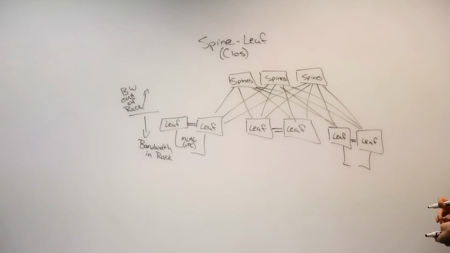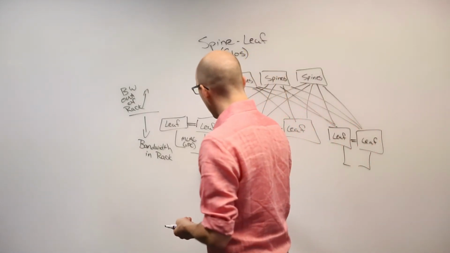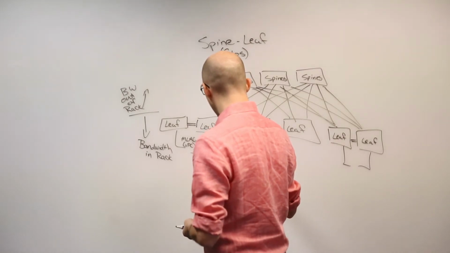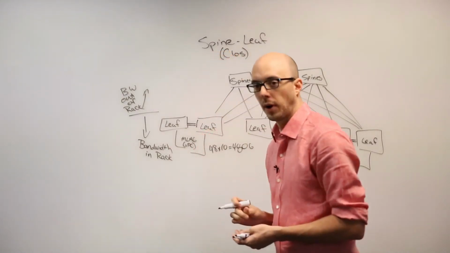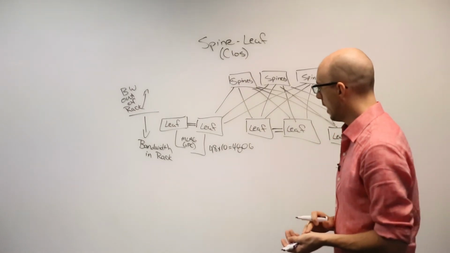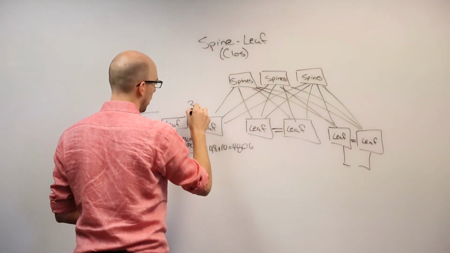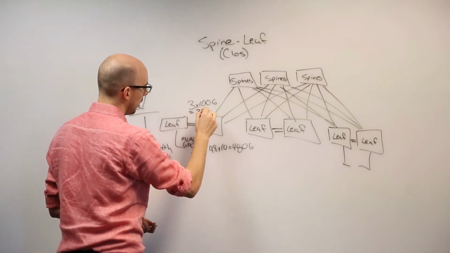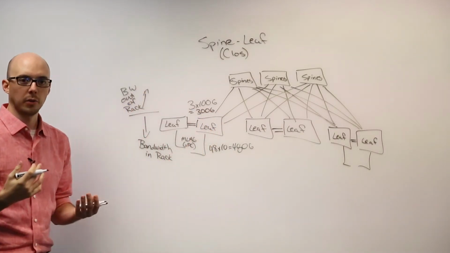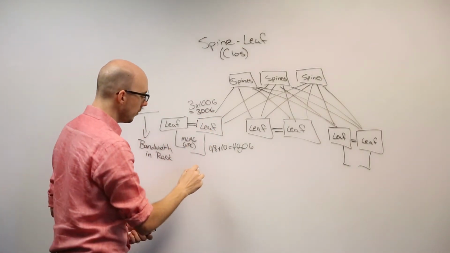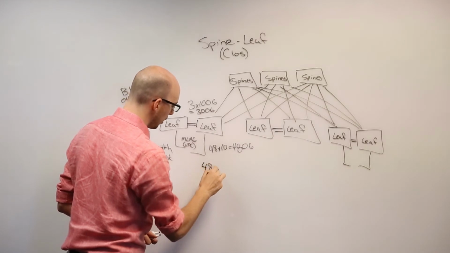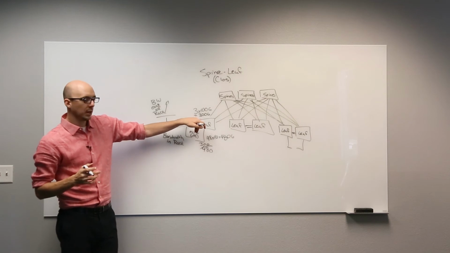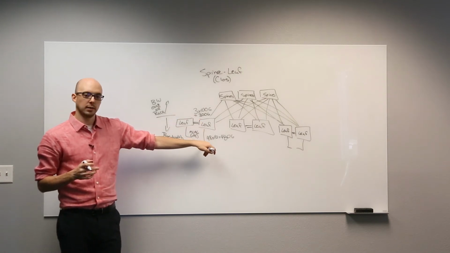So as an example, if I have 48 10 gig servers, this is 480 gigs within the rack. And if I have 3 100 gig uplinks, this is 300 gigabits of connectivity out of the rack. So my oversubscription ratio is a measurement of the ratio of uplink capacity against downlink capacity.